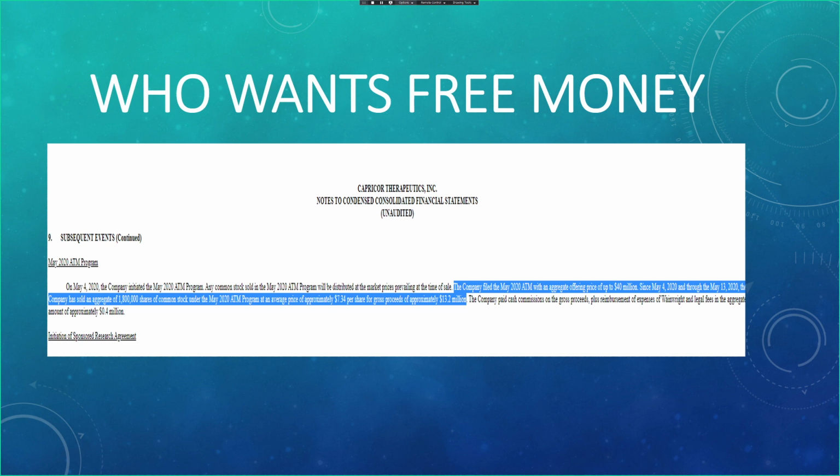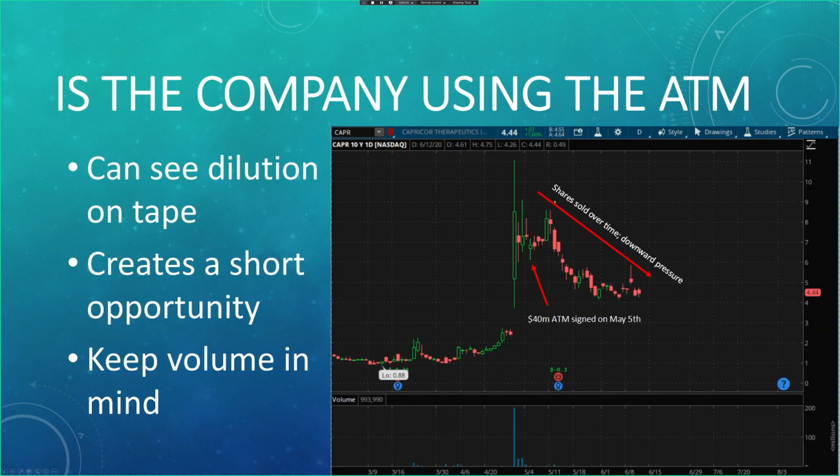They've only used 13.2 million of it. They still have 30 million left. Guess what they're doing? They're going to sell the ATM, right? That's what they're doing. So understanding exactly what these people are trying to do, now you can see dilution on tape.